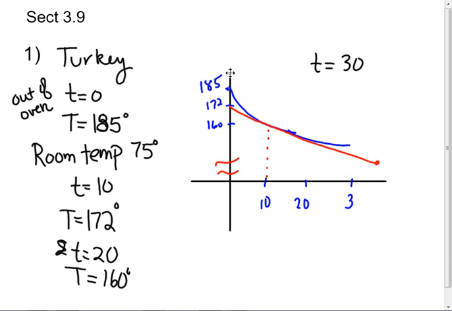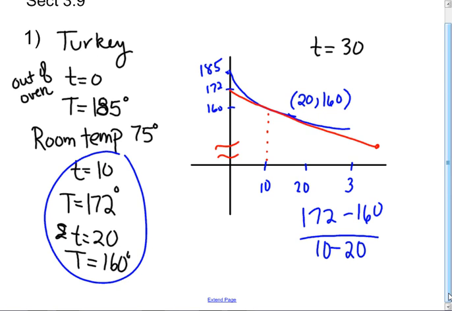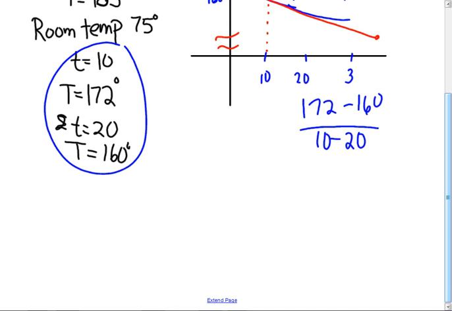Okay, so just write the equation of the line. 20 is what? So you're going to have to get the slope there. What slope would you like to use? Probably the slope between these two. So it's 172 minus 160 over 10 minus 20. Why is it negative? It's cooling down. So that's 12 over negative 8.